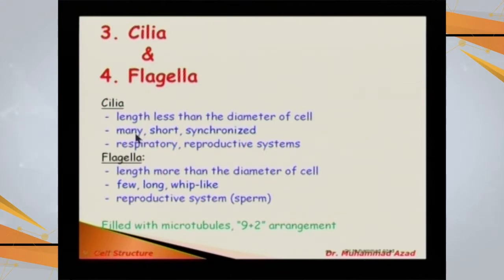Cilia, by definition, are locomotory organs having a length less than the diameter of the cell. They are usually many, short in size, having synchronized movements. These cilia are usually present in our respiratory tract and reproductive systems. Flagella, by definition, have a length more than the diameter of the cell. They are usually few in number, long, and have whip-like movements. They are commonly present in the reproductive system, as well as found in unicellular organisms like Euglena.